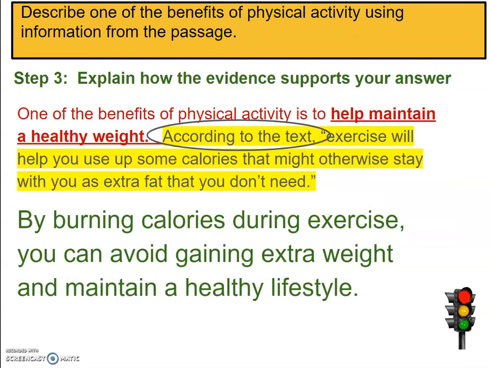So our final step then would be step 3, our E step. Explain how that evidence supports our answer. What does that quotation help us understand, and how did that help us reach the conclusion that we stated in our RA step in our answer? All right, so what we've included here says by burning calories during exercise, you can avoid gaining extra weight and maintain a healthy lifestyle. So this was a little bit of interpretation of what we felt that direct quote meant and why it helped us conclude that physical activity can help maintain a healthy weight.